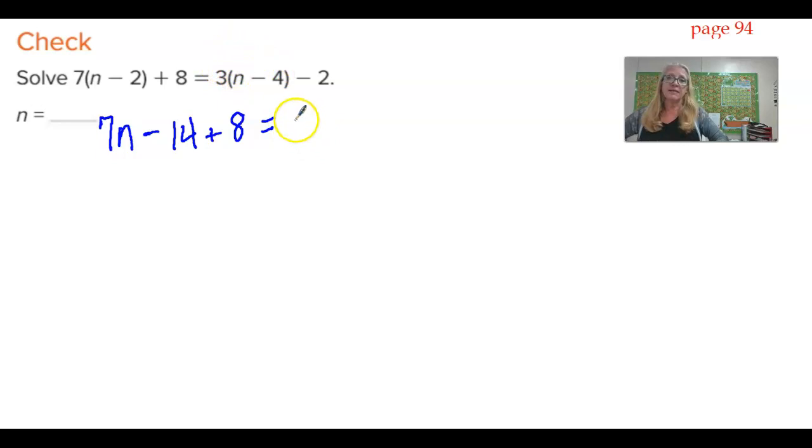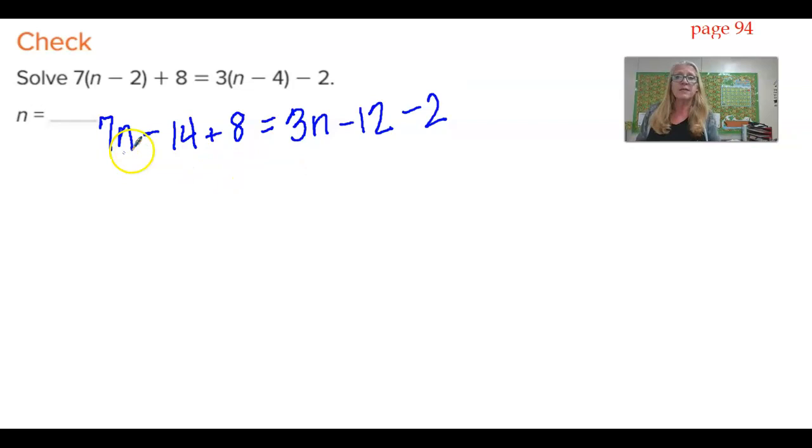3 times n is 3n. And 3 times -4 is -12. And then we have a -2. All right, and like I said before, sometimes after you distribute, it's necessary for you to combine like terms. You can only combine like terms if they're on the same side of the equal sign. I can't combine the 14, the 8 with the 12 and the 2. They're on different sides. We can't just combine those.